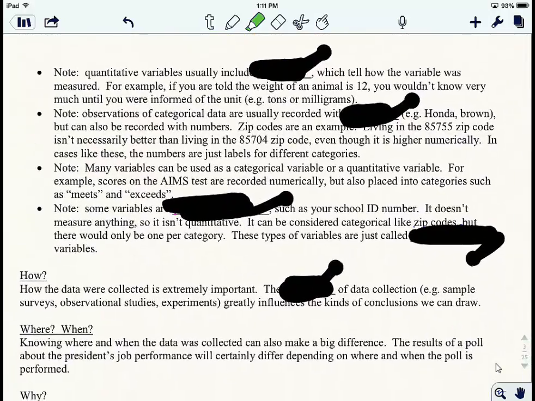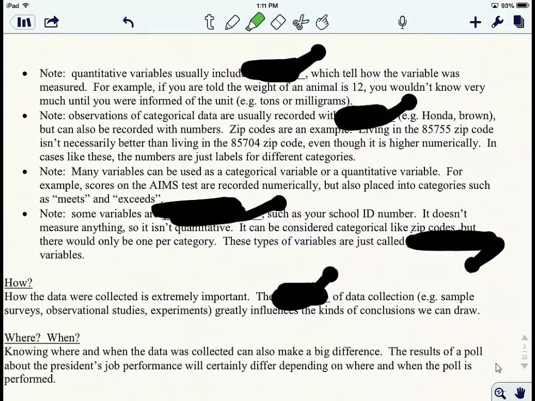Now we have some details. Note, quantitative variables usually include units, which tell how the variable was measured. For example, if you were told the weight of an animal is 12, you wouldn't know very much until you were informed of the unit, e.g. tons or milligrams. Note, observations of categorical data are usually recorded with words, for example, Honda or the color brown.